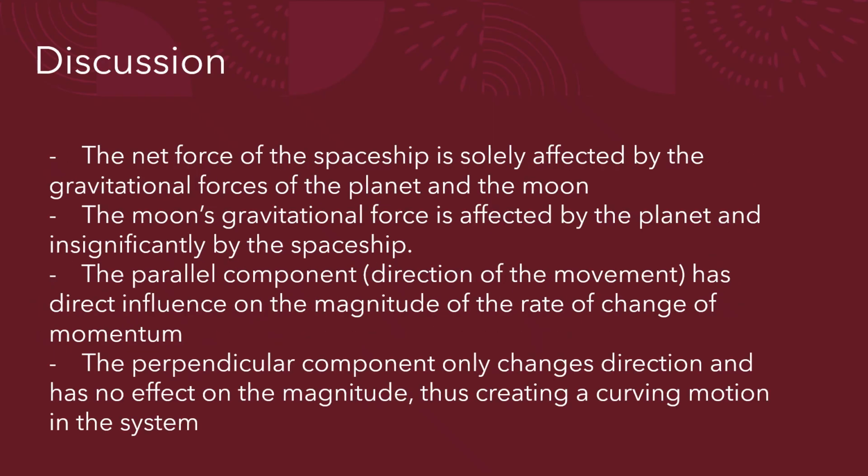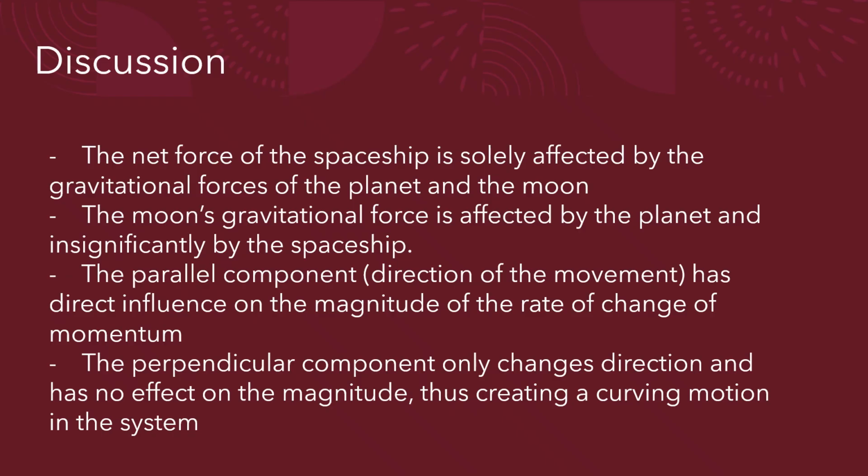In our discussion, we can see that the net force of the spaceship is solely affected by the gravitational forces of the planet and the moon. The moon's gravitational force is affected by the planet and insignificantly by the spaceship, though it is present. The parallel component, or direction of the movement, has direct influence on the magnitude of the rate of change of momentum, and the perpendicular component only changes direction and has no effect on the magnitude, thus creating a curving motion in the system.